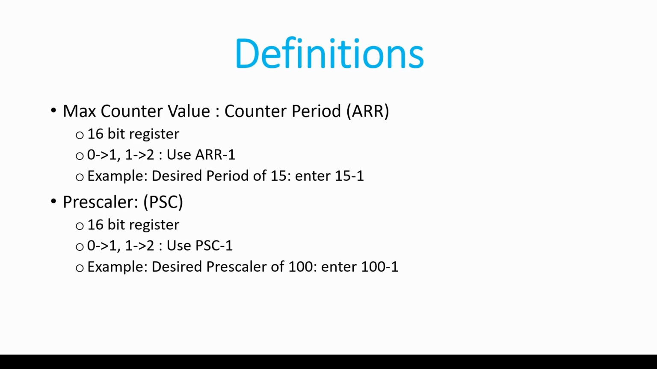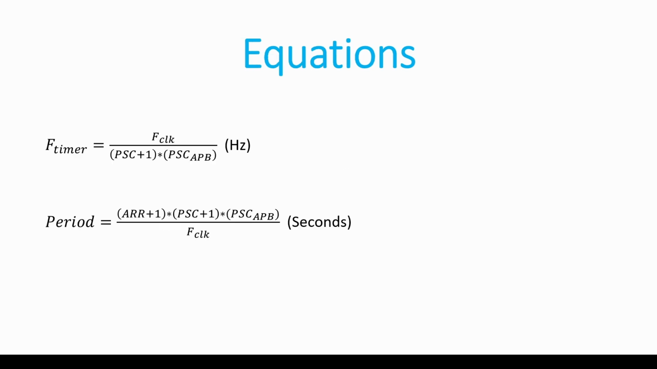So, if you were to enter a prescaler value of 0, the hardware isn't going to try to divide the clock by 0, it's going to divide it by 1. Likewise, if you enter the value of 1, it will divide it by 2. Therefore, when entering the counter period and prescaler into the Cube IDE, take your desired value and subtract 1. So, if you wanted a prescaler value of 100, enter 100 minus 1. Lastly, this slide summarizes the equations that control the timers. Note that the value of the auto reload register and prescaler are incremented by 1 in these equations.